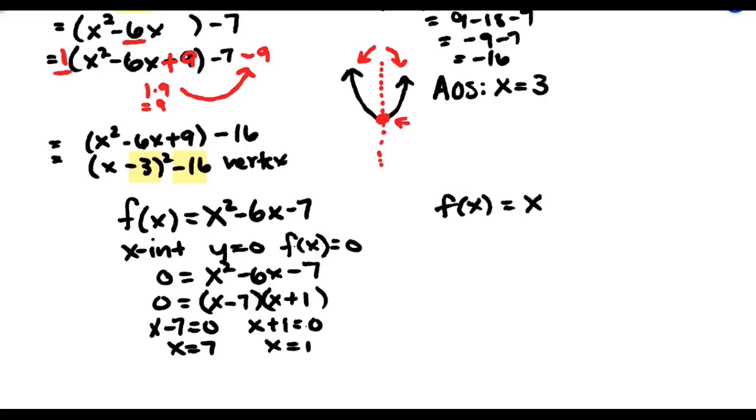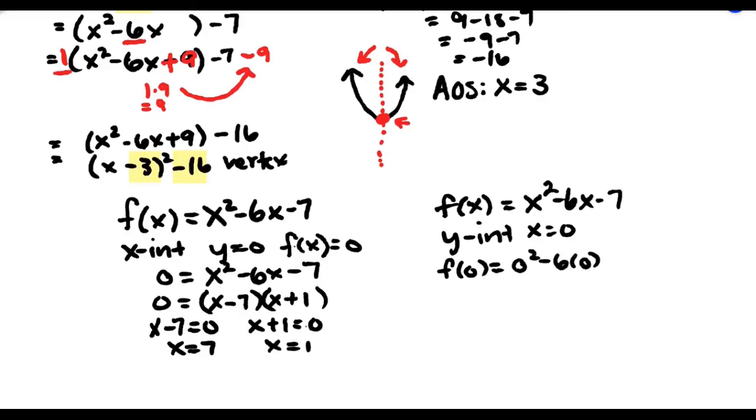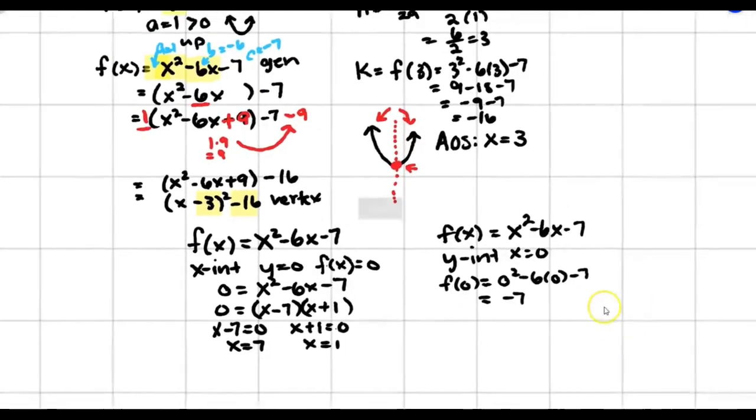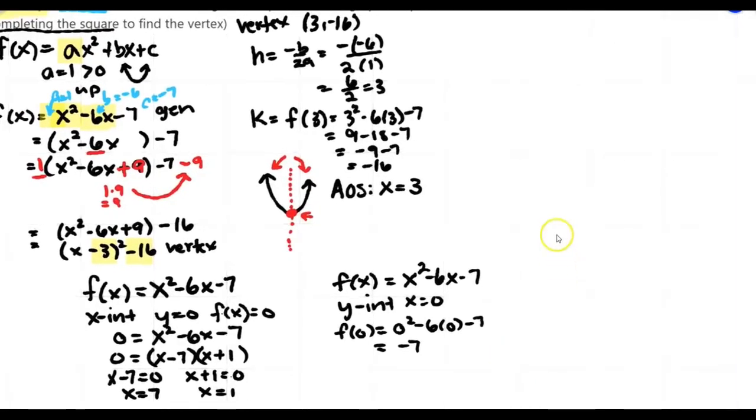So we start with our function f of x equals x squared minus 6x minus 7. To find a y-intercept, we'll let x equal 0. So I'm substituting a 0 into the function, which gives 0 squared minus 6 times 0 minus 7, and that is negative 7. So we have our y-intercept at negative 7. So I think we're ready to graph this function and find the domain and range.